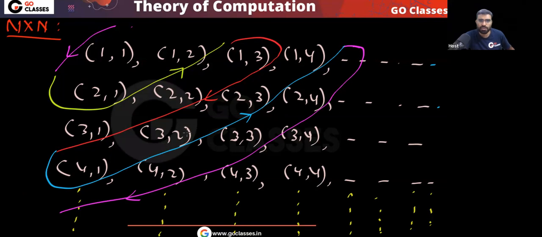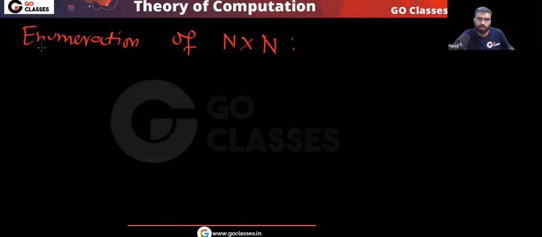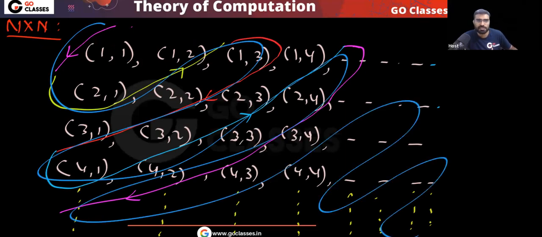Please tell me. So like this you can create the enumeration. What enumeration will you get? The enumeration of n cross n. What enumeration are you getting? First you are putting 1 by 1. Then what are you putting? Tell me, in this snake structure.